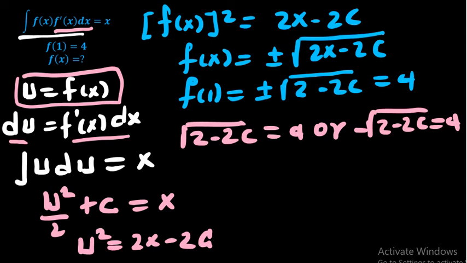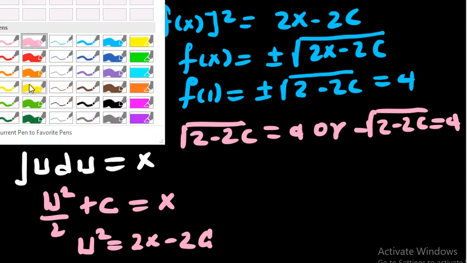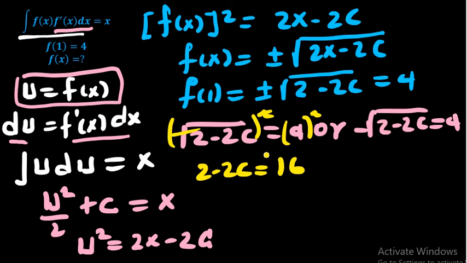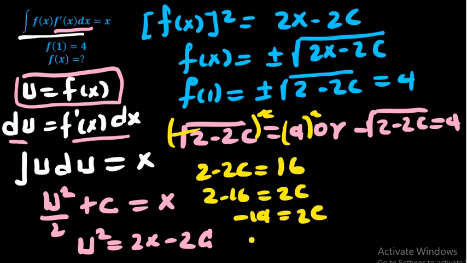When you square both sides here, the radical will be removed, and 2 minus 2c is equal to 16. Then reshuffle: 2 minus 16 is equal to 2c, then negative 14 is equal to 2c. So divide both sides by 2, so c is equal to negative 7. One answer. What about the other one?